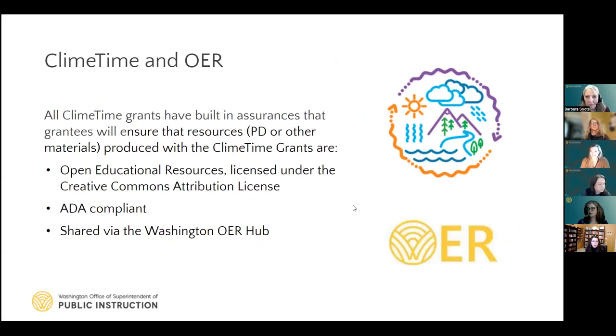And I will pick it up from there. So one of the things that I'm really proud about our agency, our Washington State Department of Education, the Office of Superintendent of Public Instruction, is that we have an open licensing policy, which basically says that every contractor or staff member or grantee that receives money to produce resources actually has to commit to having those resources openly licensed. So this is definitely the case with all of our ClimeTime grants. Grantees, when they receive funding, have to assure that the materials they create will be openly licensed, that they'll also be ADA compliant, and that they will be shared via our Washington OER hub.